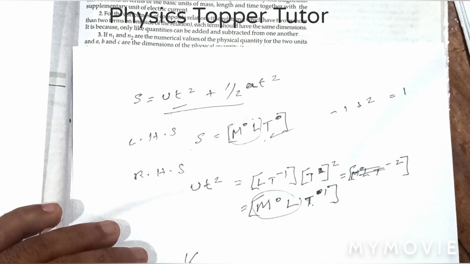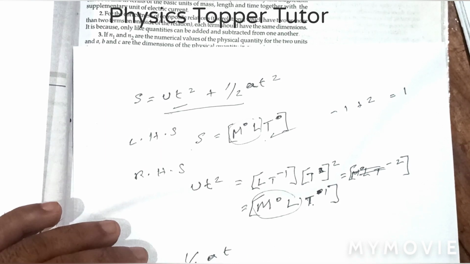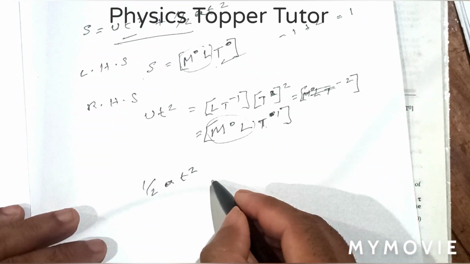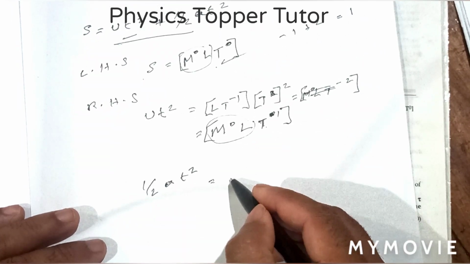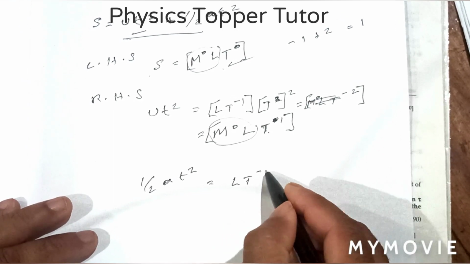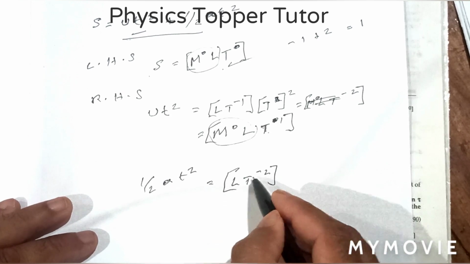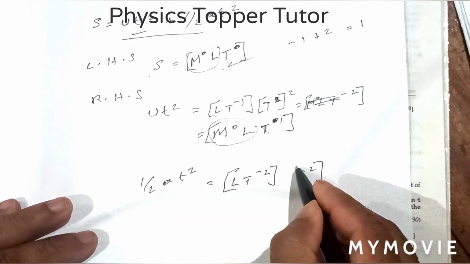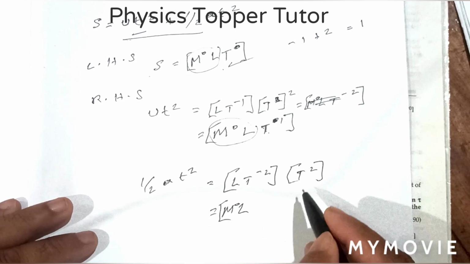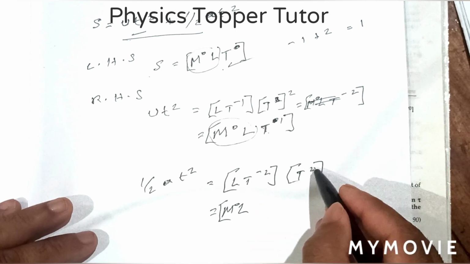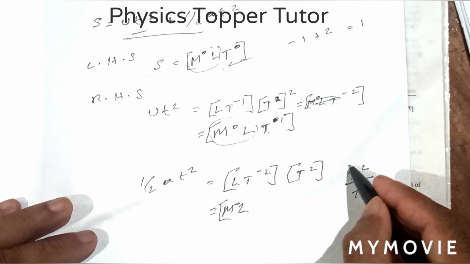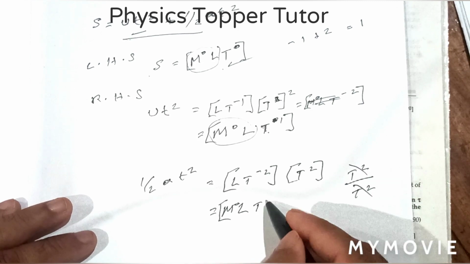What about the third one? Half a t square. We don't take half. Acceleration is LT minus 2, distance by time square, and time t we have. So M will be 0, and T minus 2 and T2 will be cancelled. Okay, T square by, that means T square. So that means T is 0 also.